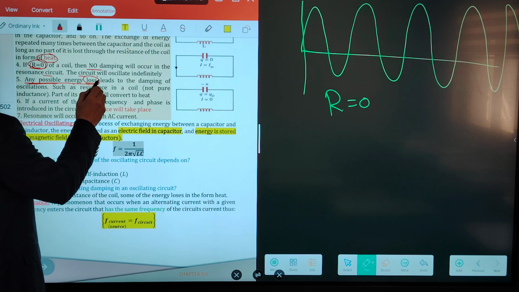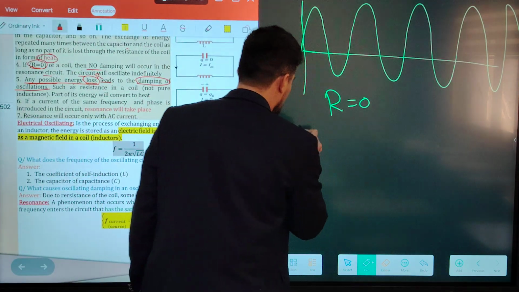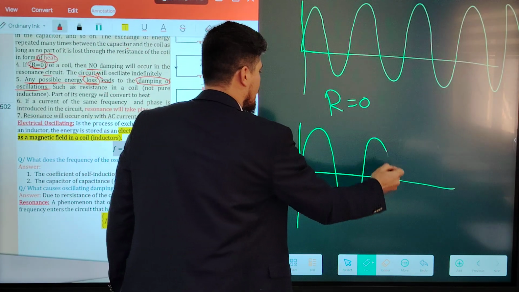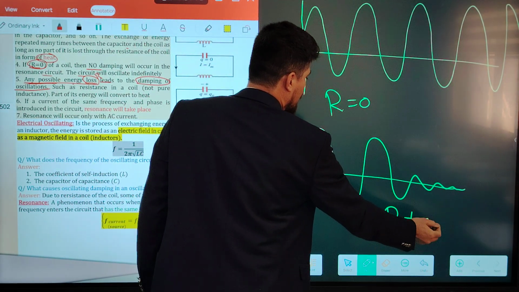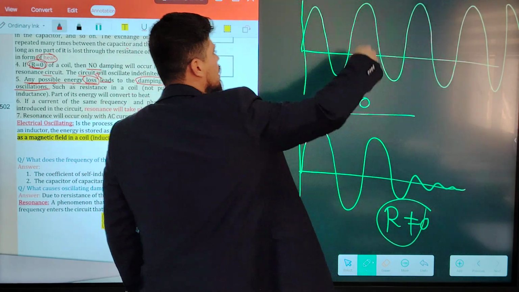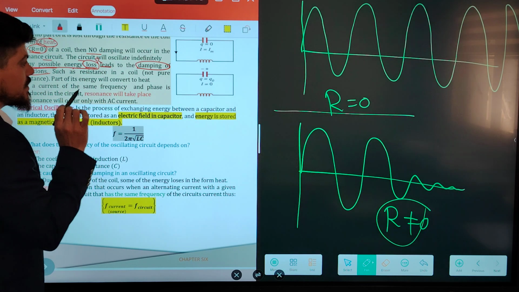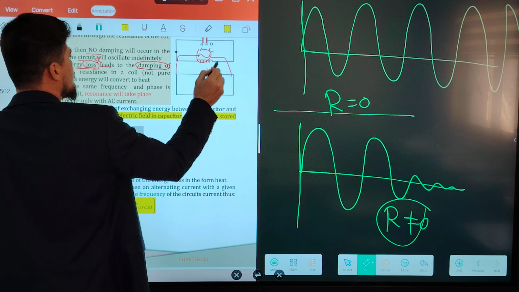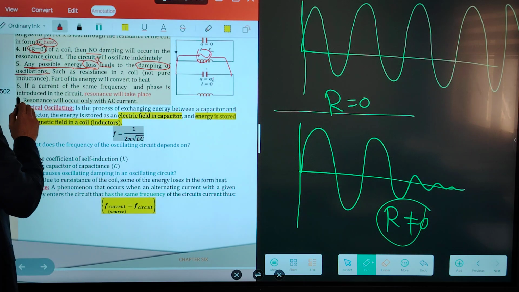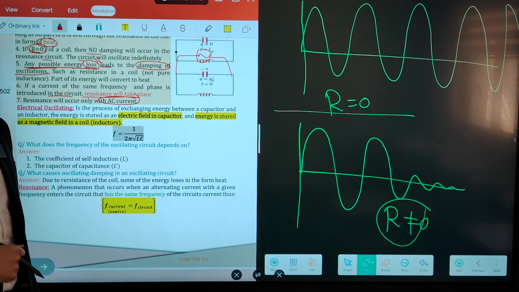Any possible energy loss like resistance leads to what? Damping oscillation. When will the oscillation be damped? In the presence of resistance. Look, in this case, resistance is not equal to zero. But when resistance is equal to zero, the oscillation will be continuous. If a current of the same frequency, like in this figure, and phase is introduced in the circuit, resonance will take place. Resonance will occur only with AC current, because AC current also has frequency, okay?